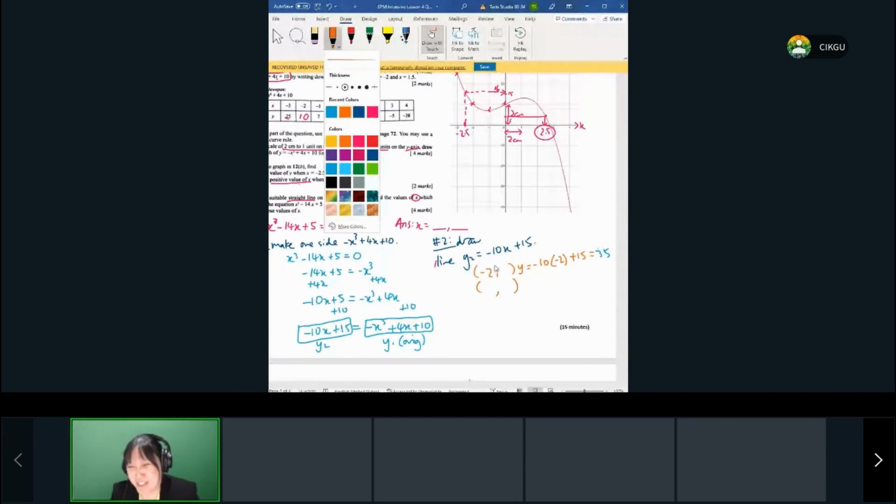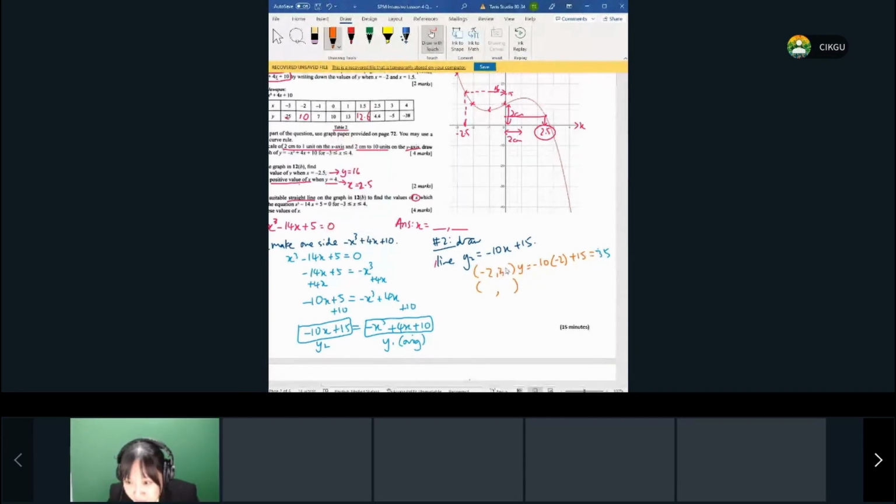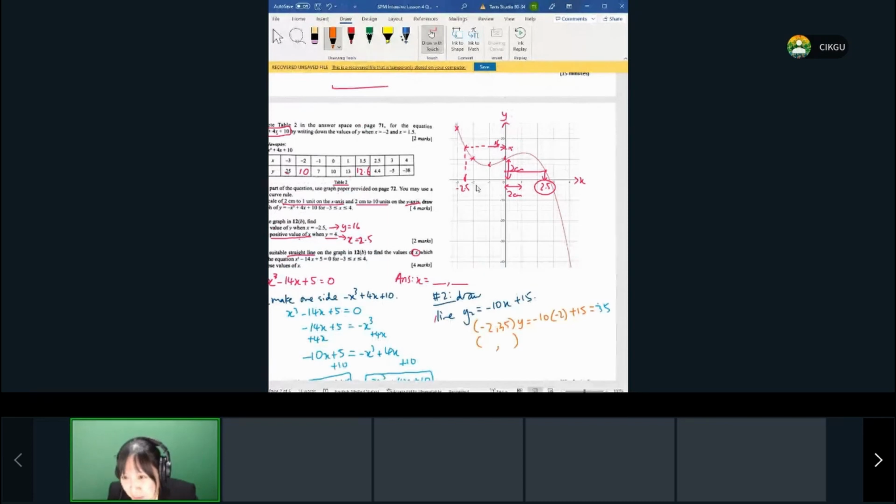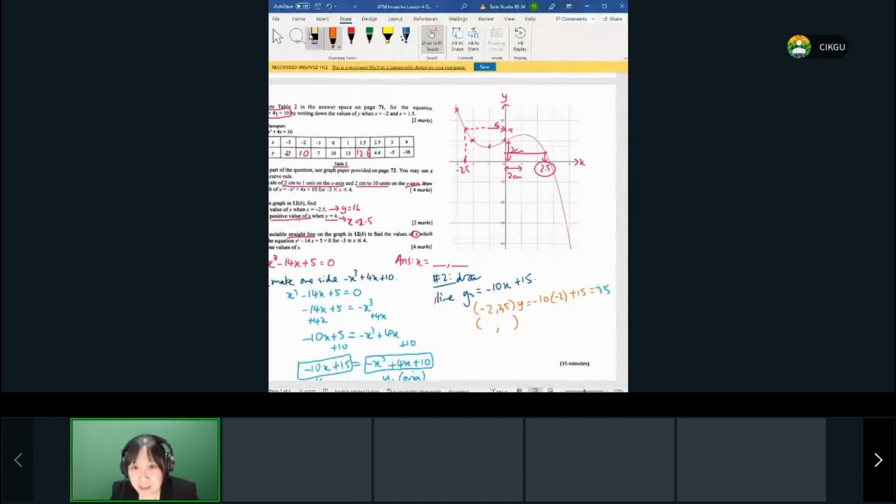So the y value is 35. Put here. But I just realized something. If I'm going to plot this point, -2 and 35, unfortunately, I get capped. My y-axis doesn't go all the way to 35. So choosing -2 as my x value is not a very wise decision. Let me reduce a bit. Maybe I choose 0. Let's choose 0, because this point cannot fit into my graph.